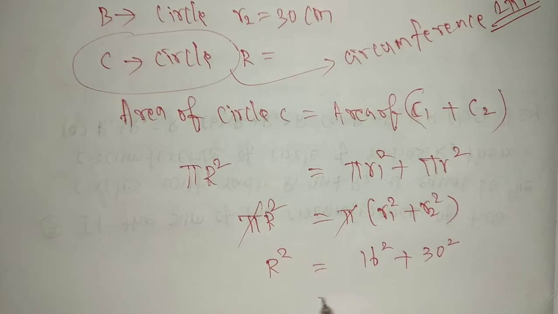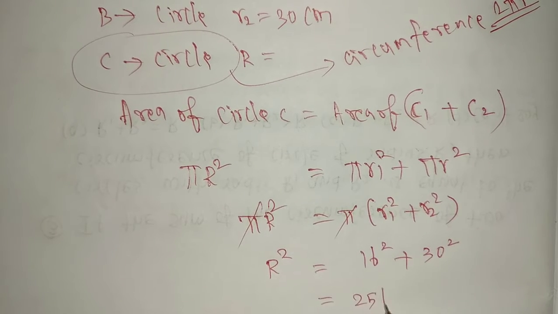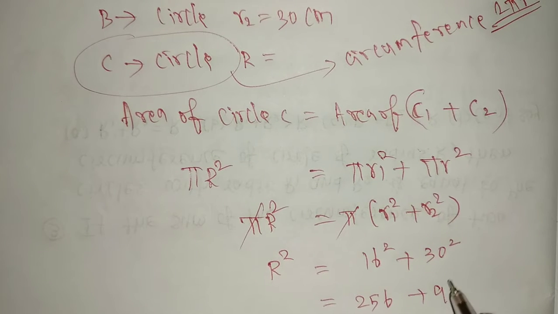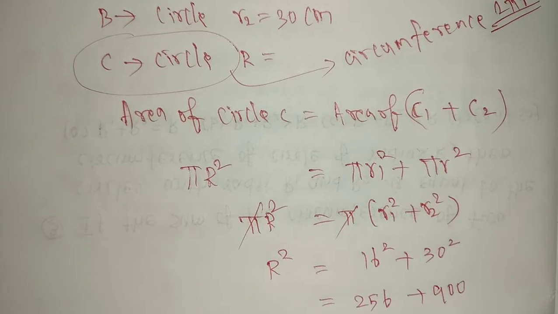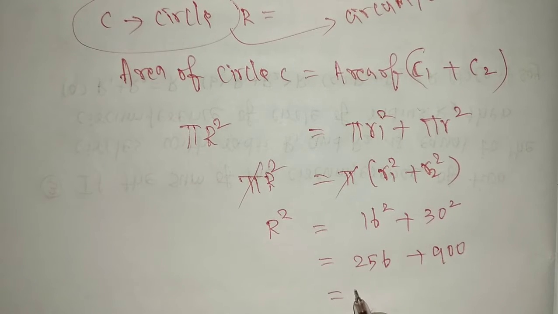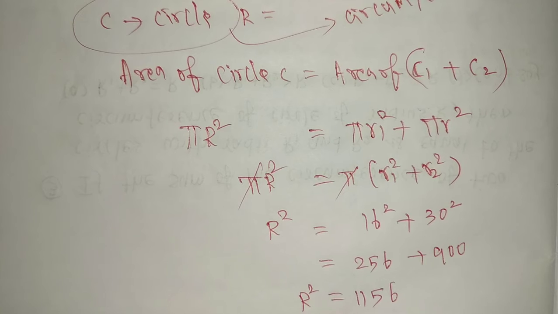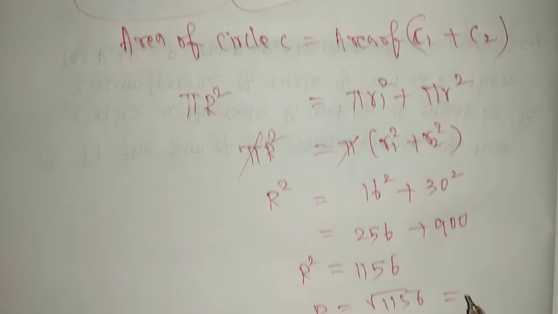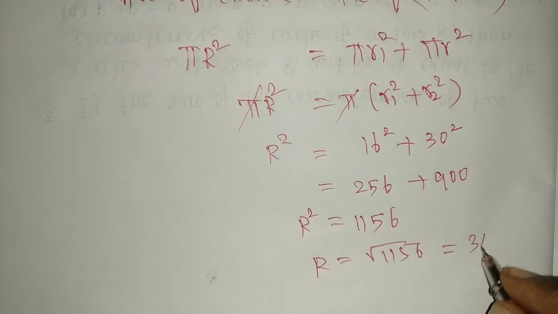16 square value we know is 256. 30 square, that is 3 square value 9, and 0 square, two times it will come, so 900. If you add this together, we are getting 1156. This is R square, so the R value is required now: square root of 1156, which is equal to 34.